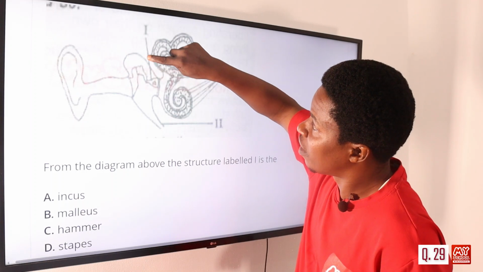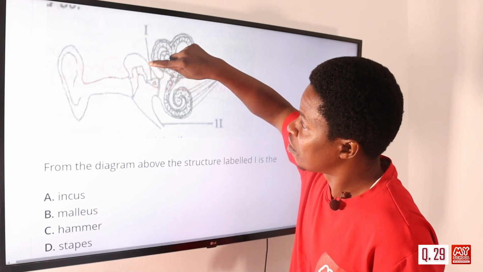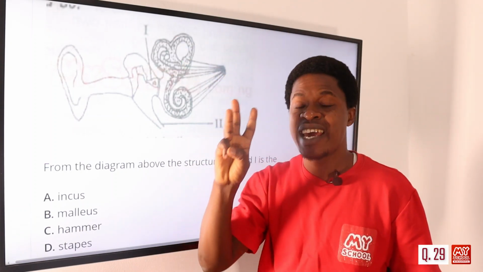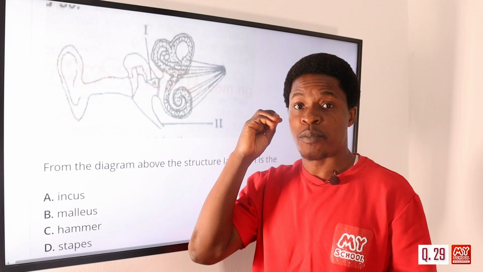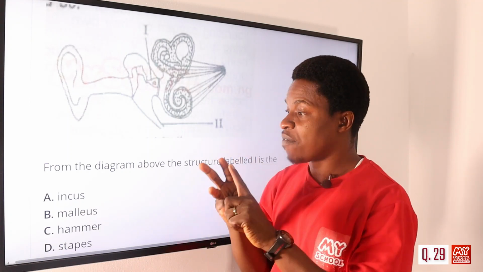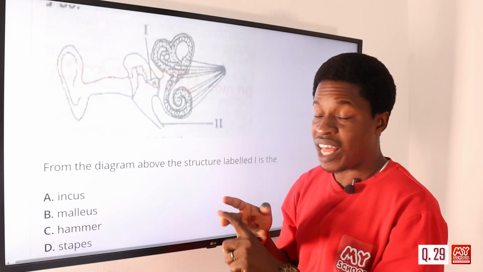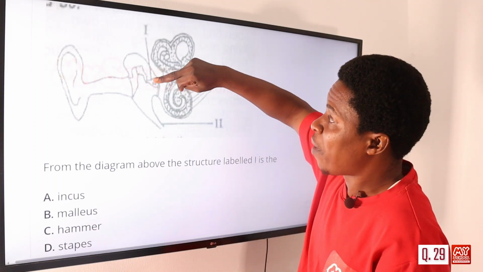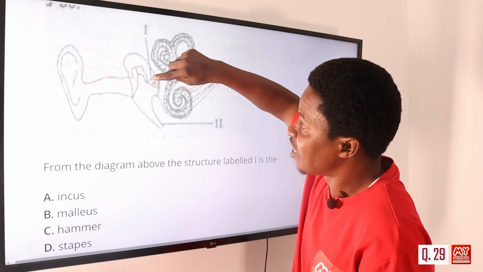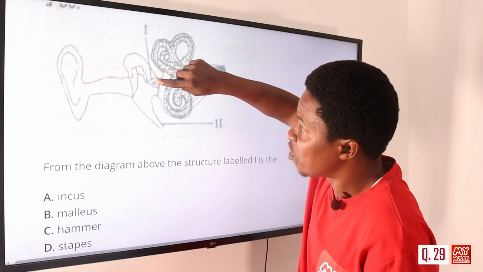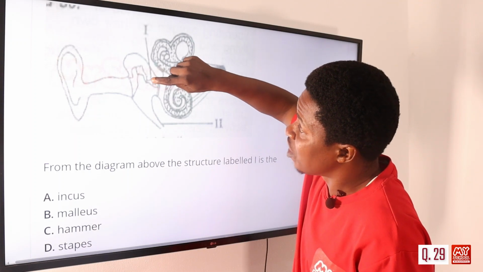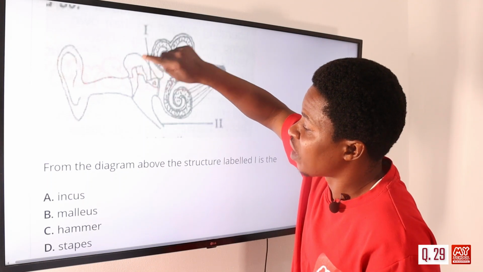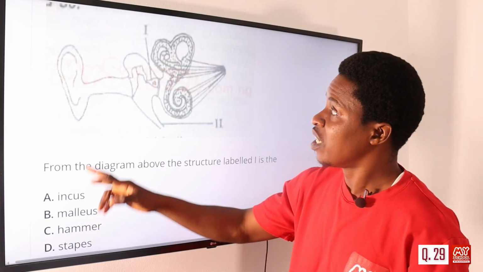If you look at it very well, that is 1, that is 2, that is 3. These are what we call the ear ossicles, the ear bones, the bones present in the ear. There are 3. We have the incus, the malleus, and then the stapes. The stapes, Roman figure 1, is always attached to the oval window. This is the oval window here. So the stapes is usually connected to that part. Then we have the other parts, the incus and the malleus. Option A says incus. Incus is this part.